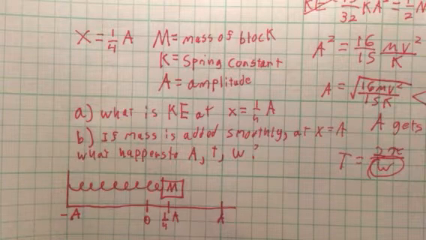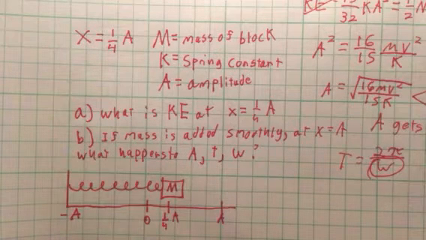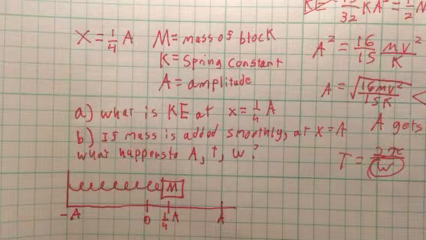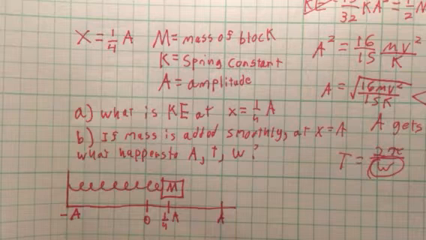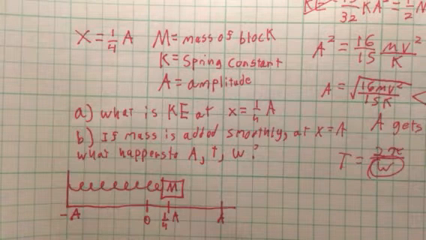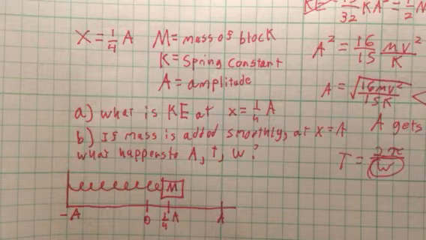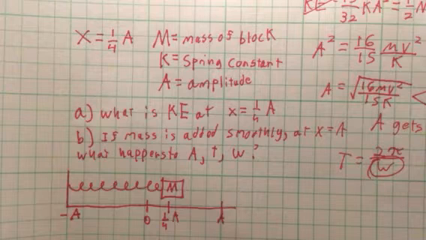So we have a periodic motion problem today. A block of mass m is attached to a horizontal spring with force constant k. It is moving with simple harmonic motion of amplitude A. Calculate how much of the energy of the motion is kinetic at x equals 1/4 the amplitude. That's part A. Part B states if one adds a mass smoothly in a vertical drop at x equals A, calculate what happens to A, T, and omega.